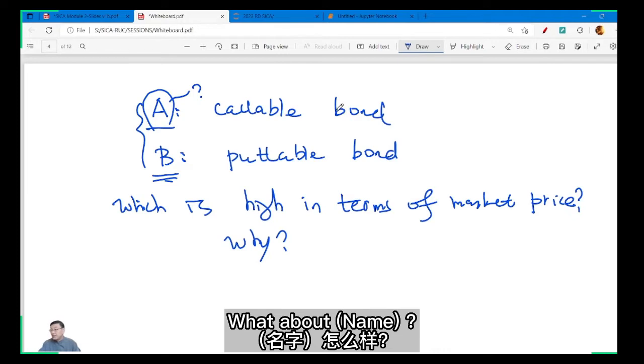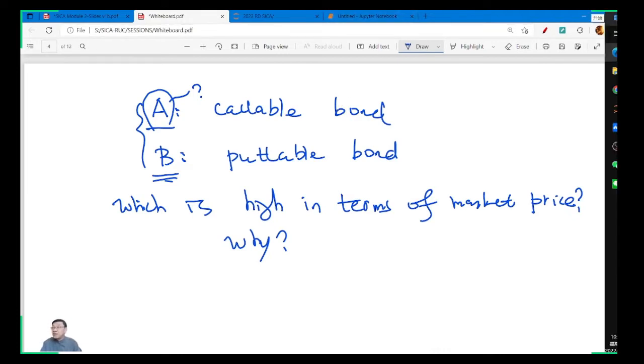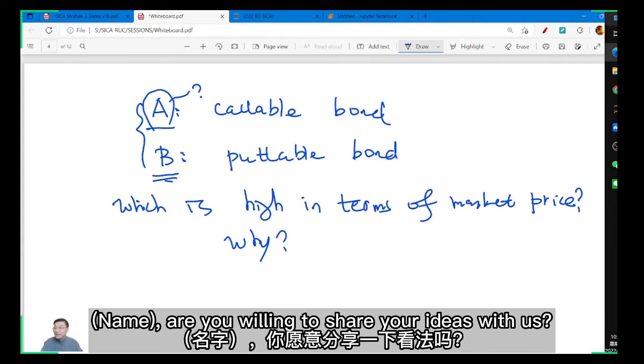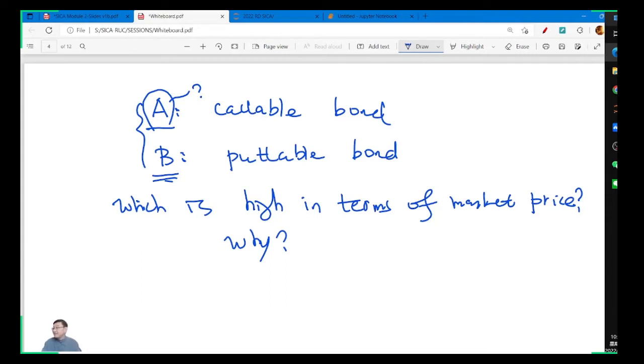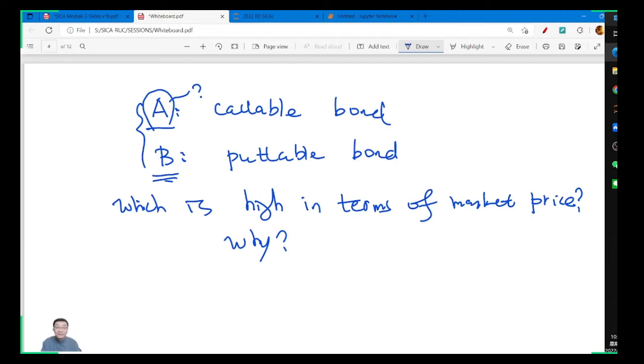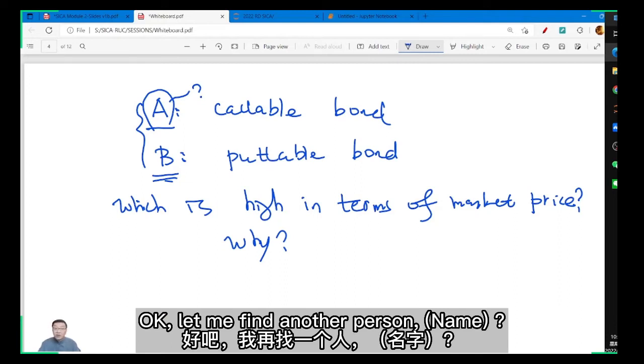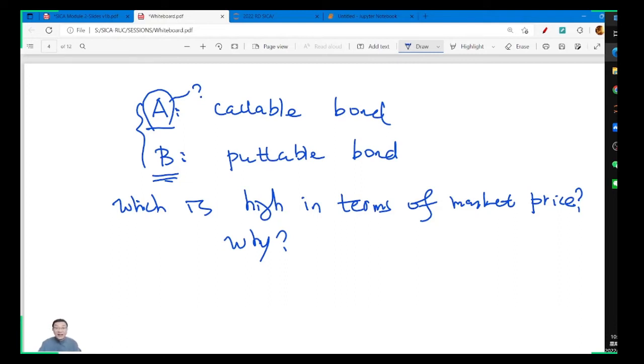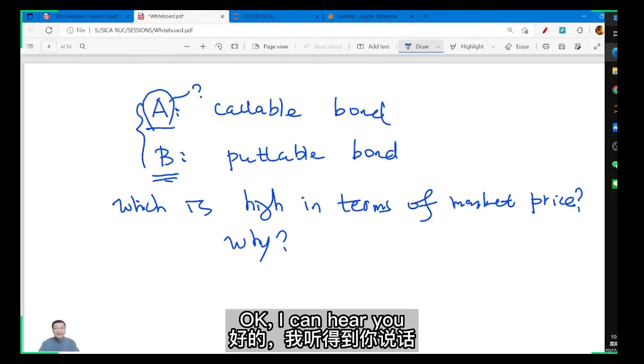What about Song Wenxin? Wenxin, are you willing to share your ideas with us? Wenxin, can you hear me? Okay, let me find another person. Wang Jiaqi. Hi, Professor. Okay, I can hear you.